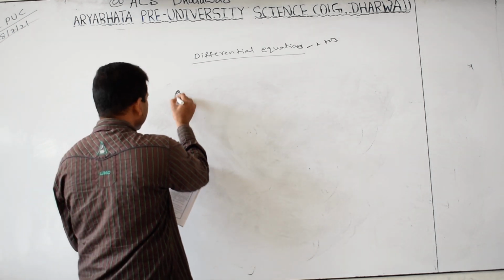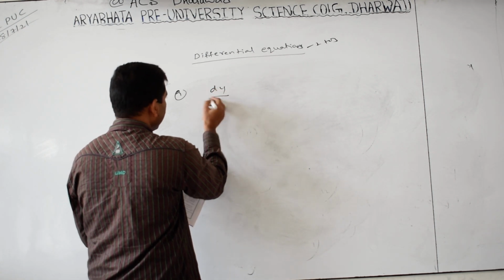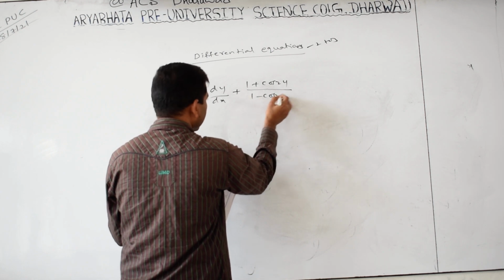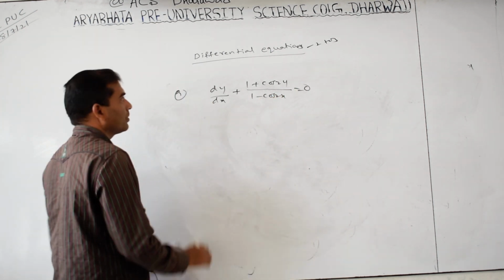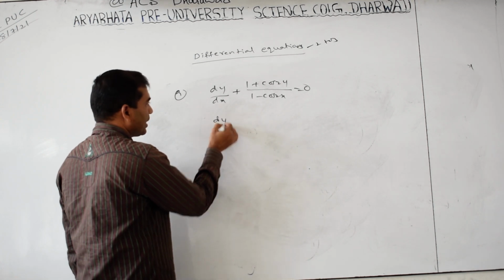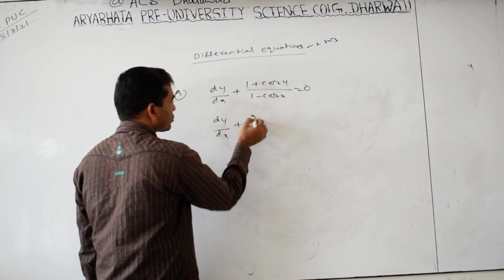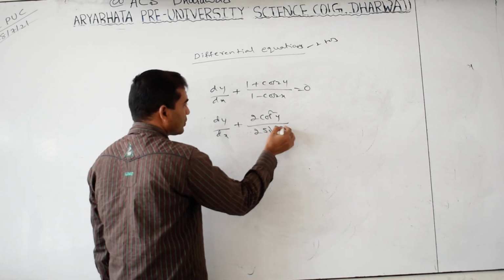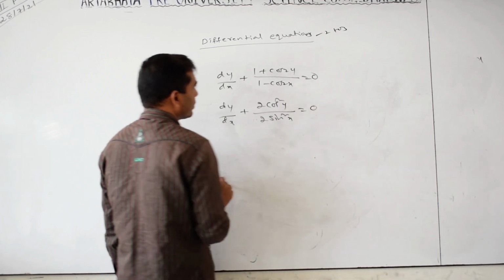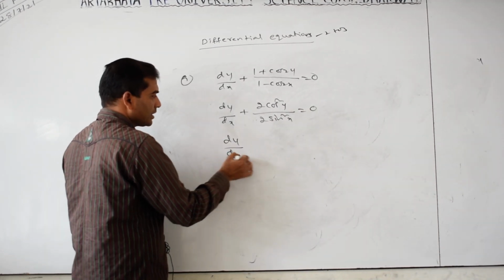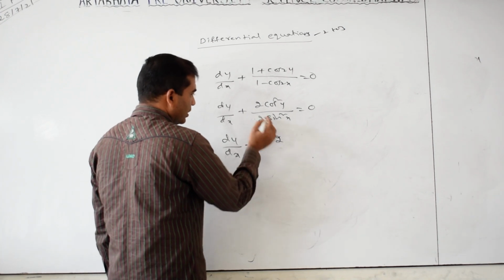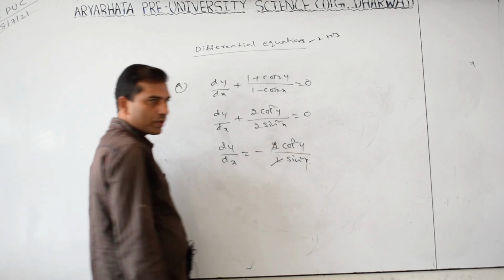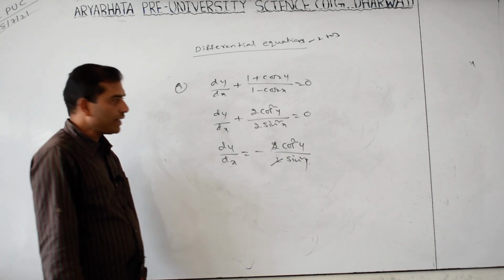Next, the general solution of the differential equation dy by dx plus (1 plus cos 2y)(1 minus cos 2x) equal to 0. Here 1 plus cos 2y is 2 cos square y, and 1 minus cos 2x is 2 sin square x. So dy by dx equals minus 2 cos square y by 2 sin square x. The 2 gets cancelled. Now use variable separable.